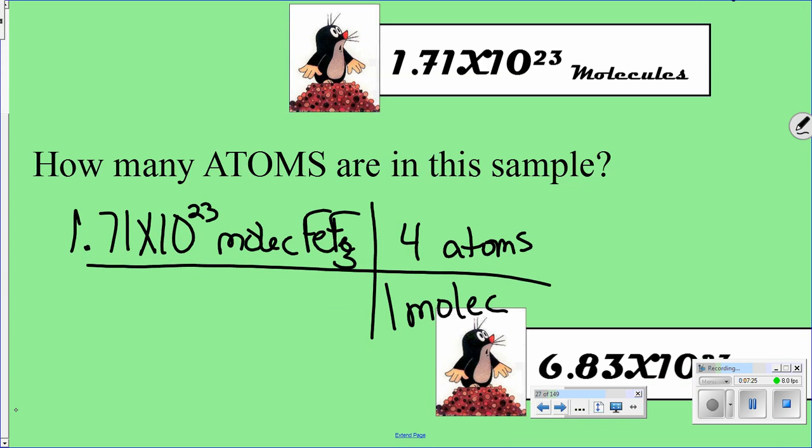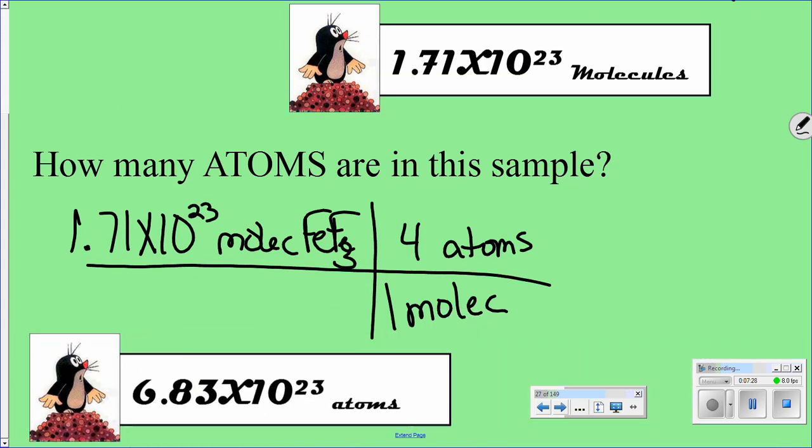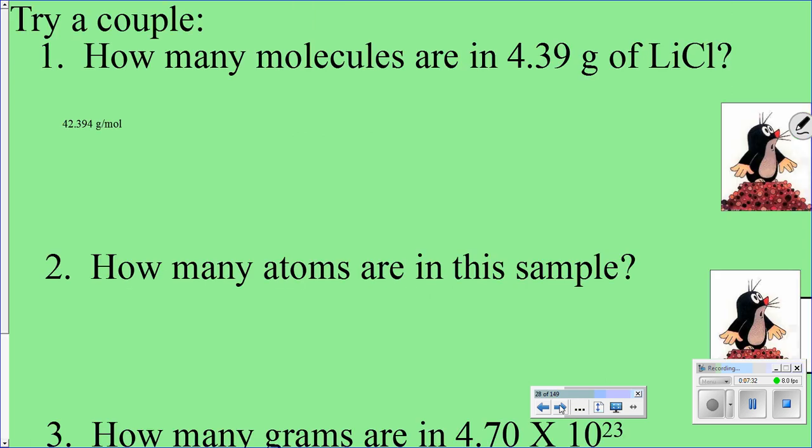Sorry. To get 6.83 times 10 to the 23rd atoms. And here are your sample problems to try, so you can go ahead and pause your video and work on these. I'll plop the answers up in just a moment.